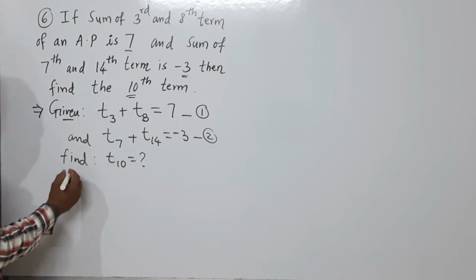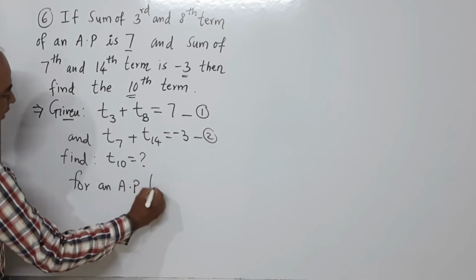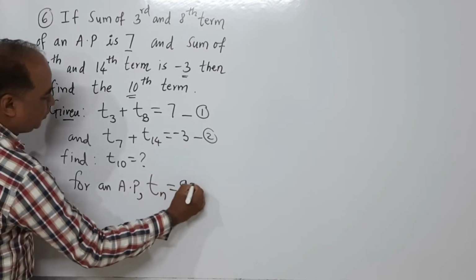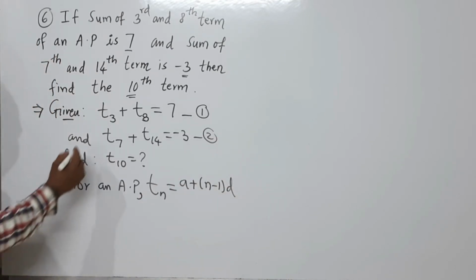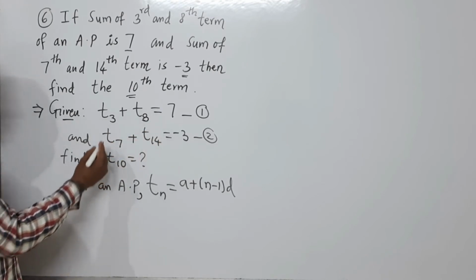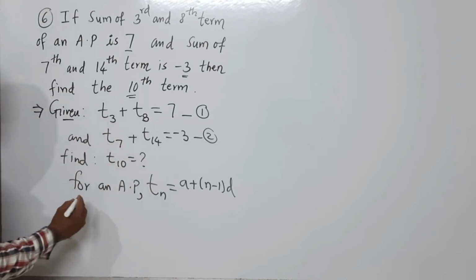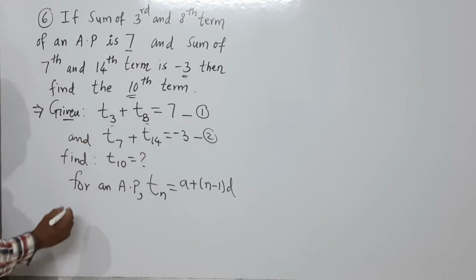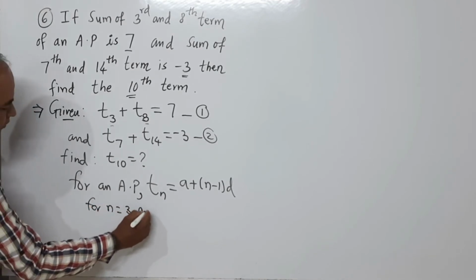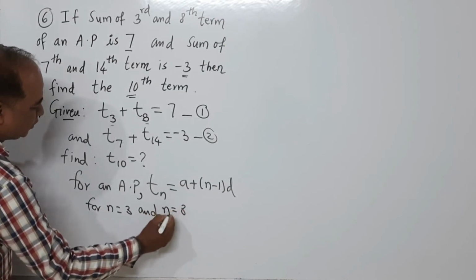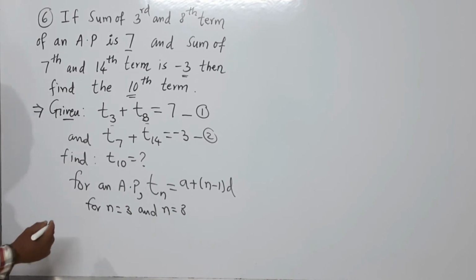Now, using the formula for an AP, we know for an arithmetic progression, Tn is equal to a plus n minus 1 into d. Using this formula, we will form two equations in two variables. So here for n is equal to 3 and n is equal to 8, we will substitute n is equal to 3 and 8 in the formula Tn is equal to a plus n minus 1 into d.